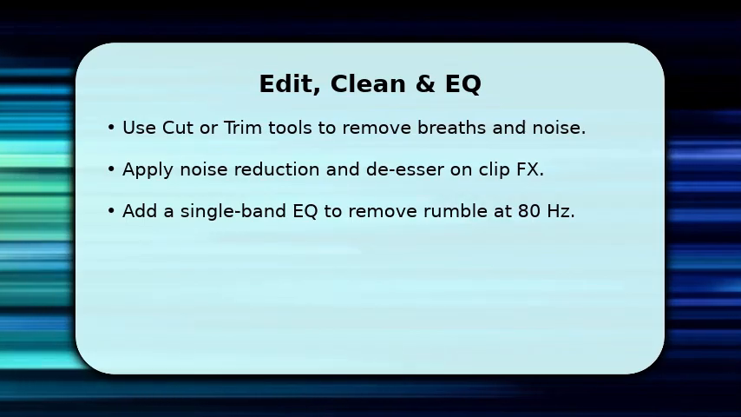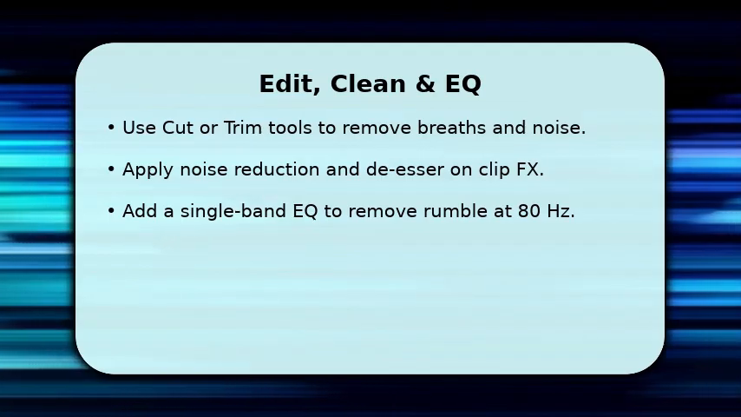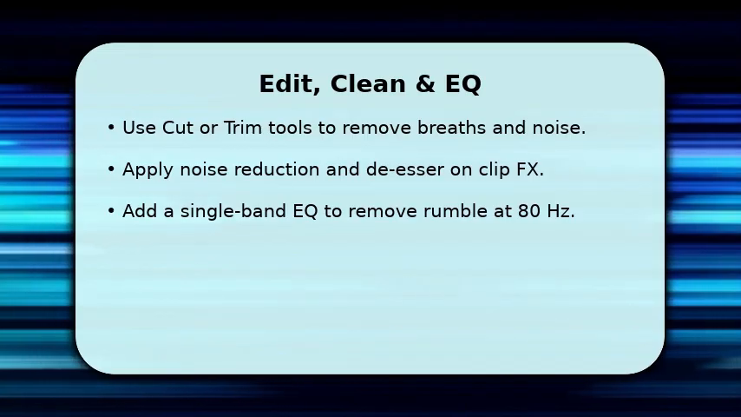Next, apply noise reduction and a de-esser as clip-level FX to control hiss and sibilance without damaging tone. Then use an EQ to roll off below 80 Hz and gently reduce harsh mids. These changes clean the spectrum, so compression works more musically. Make sure to preview in context with other tracks as you adjust.